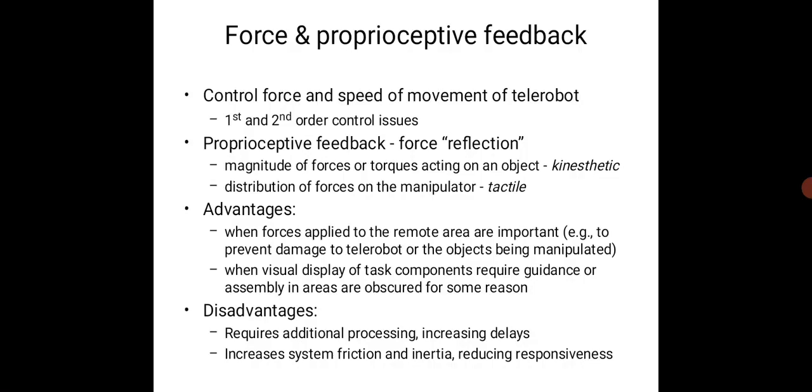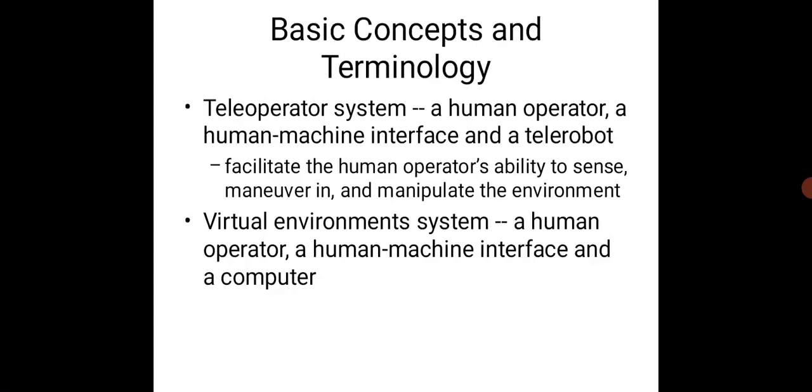What are the advantages here? When forces are applied to the remote area, it should be kept in mind that there should not be any damage to the telerobot or the objects being manipulated. And the disadvantages are that obviously we require certain additional processing, which in turn will increase the delay. Similarly, there will be an increase in friction and inertia, which will reduce the responsiveness. And of course, we have seen what a teleoperator system is: a human operator, a human machine interface, and a telerobot.